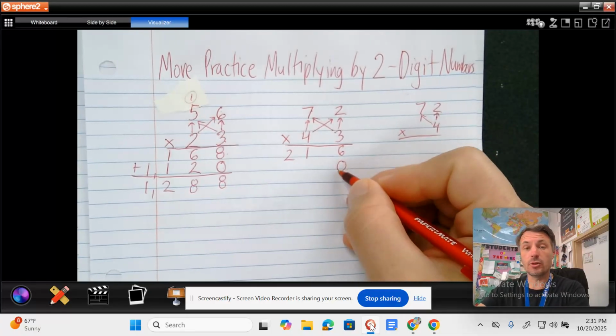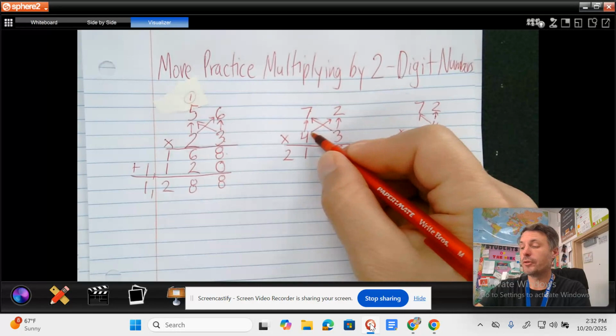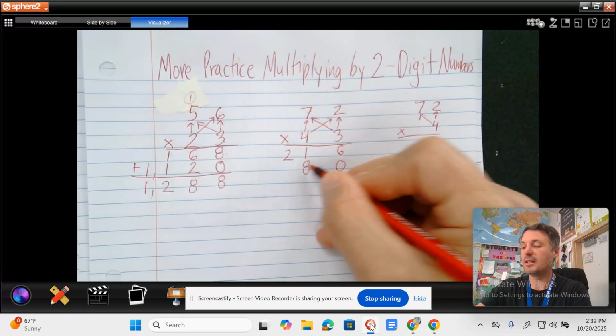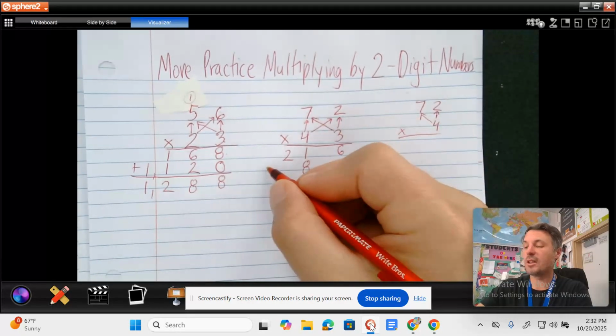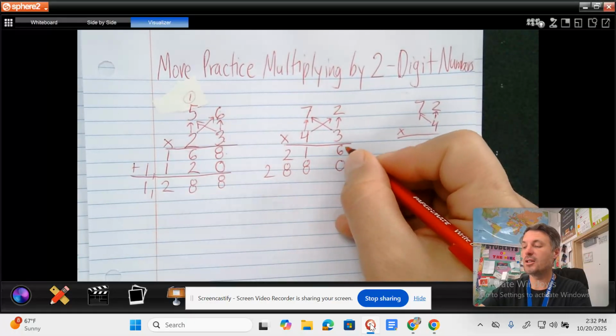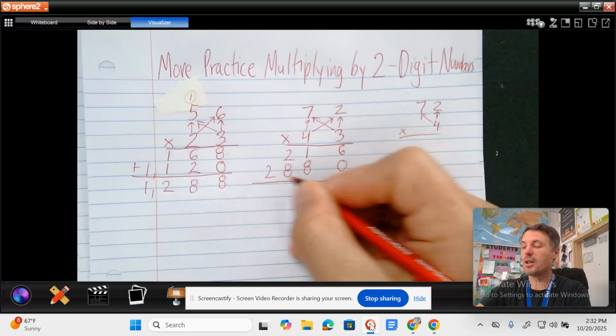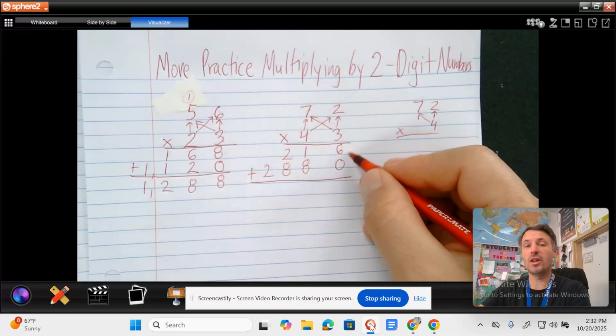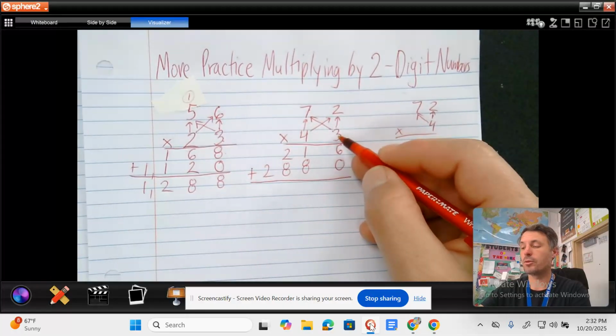That's why this placeholder has to be there. So 4 times 2 is 8. 4 times 7 is 28. And now we add these two partial products together to get the final full answer of 72 times 43.